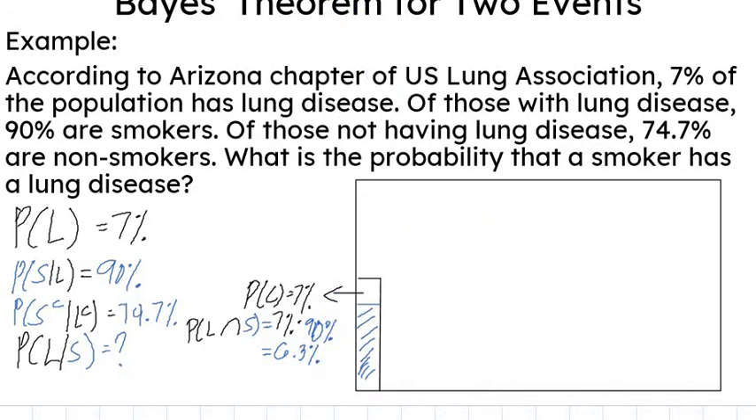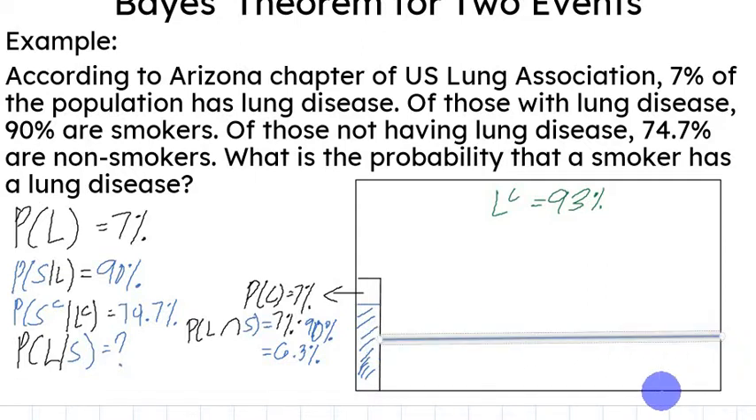So the rest, those without lung disease, I'm going to have them as L complement, is actually 93%. Because, well, those with lung disease is 7%. And we are told that of this 93%, 74.7% do not have, or are not smokers rather. So that would mean, let's illustrate that 74.7%. Just a very rough estimate. Just have it like this. There you go.